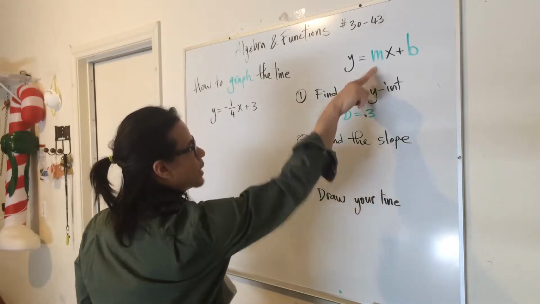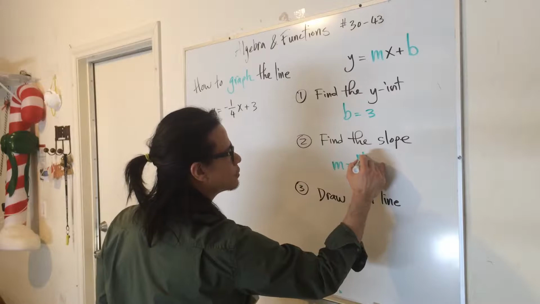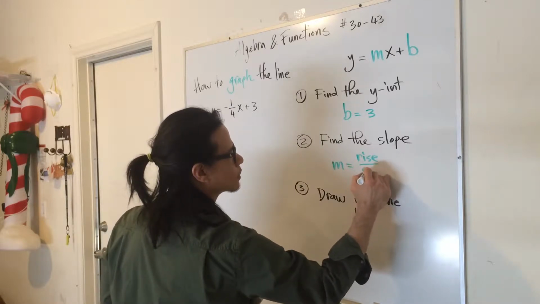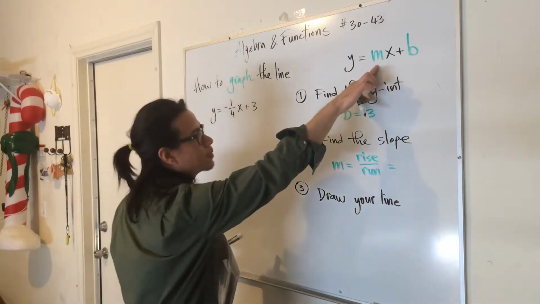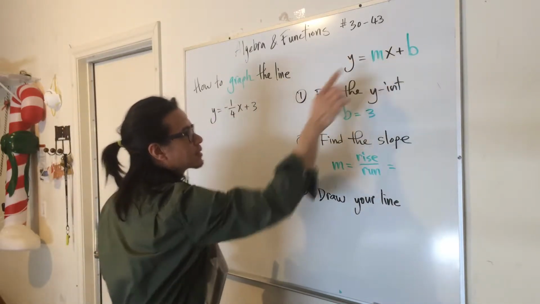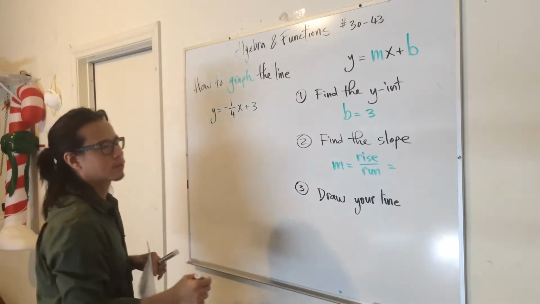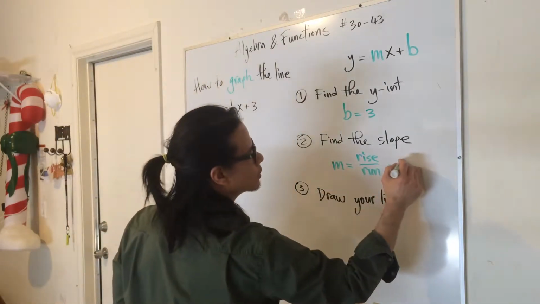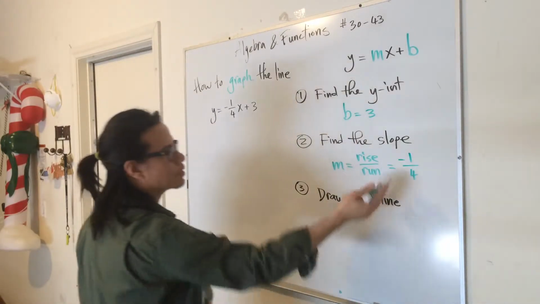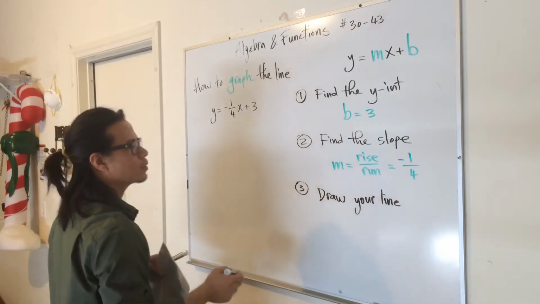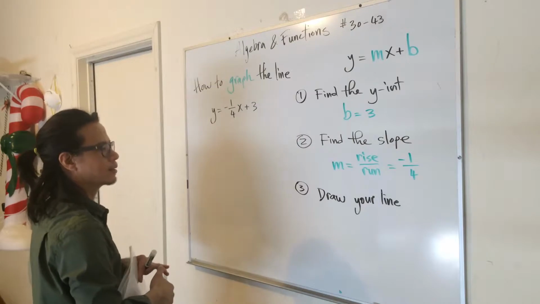Slope is represented by m, which is equal to rise over run. Now, m is the stuff that's in front of the x. So what's in front of the x here is negative 1/4. It doesn't matter whether the negative goes with the 1 or the 4. I'll just put it with the 1. We're going to get the same answer. Now we can draw a line.